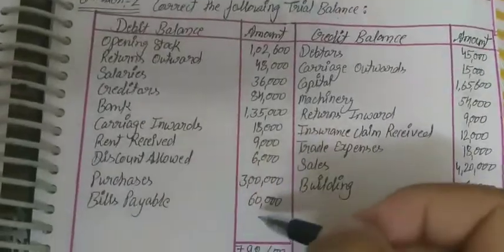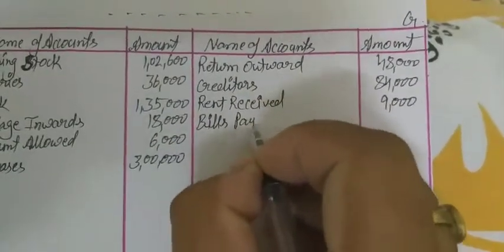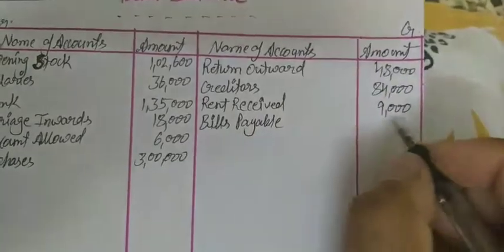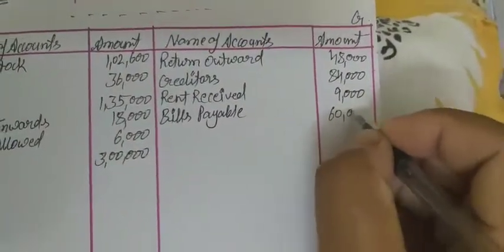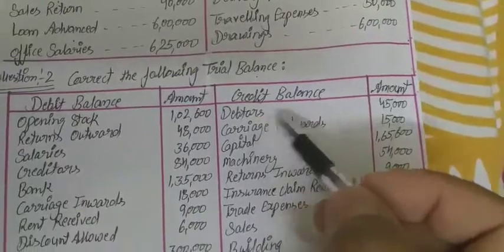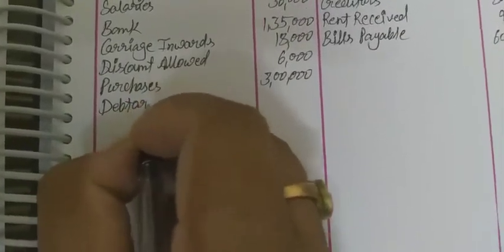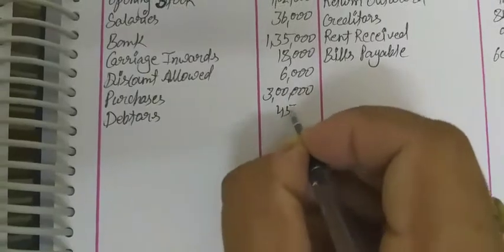Next one is bills payable 60,000. It is a liability for the business, so it will show on the credit side. That is 60,000, so 60,000 on the credit side. Next, debtors. Even if we are taking the balance from the credit side, debtors is an asset and assets are debit. So debtors will be 45,000 on the debit side, 45,000.